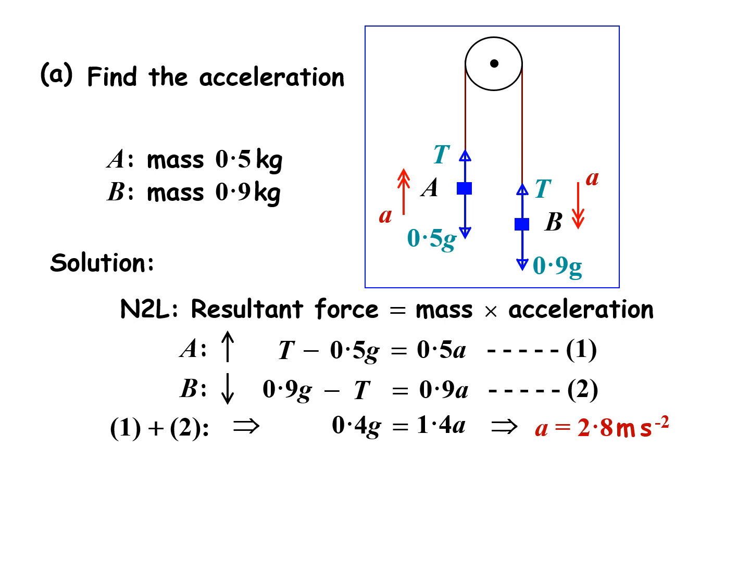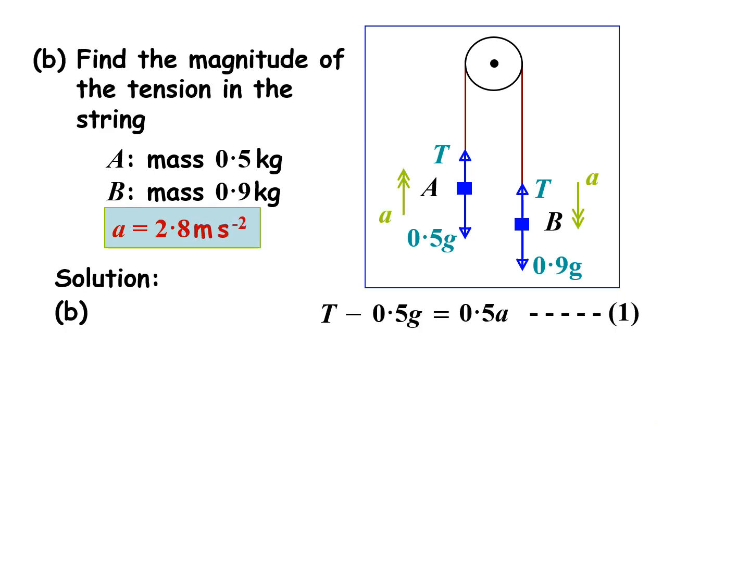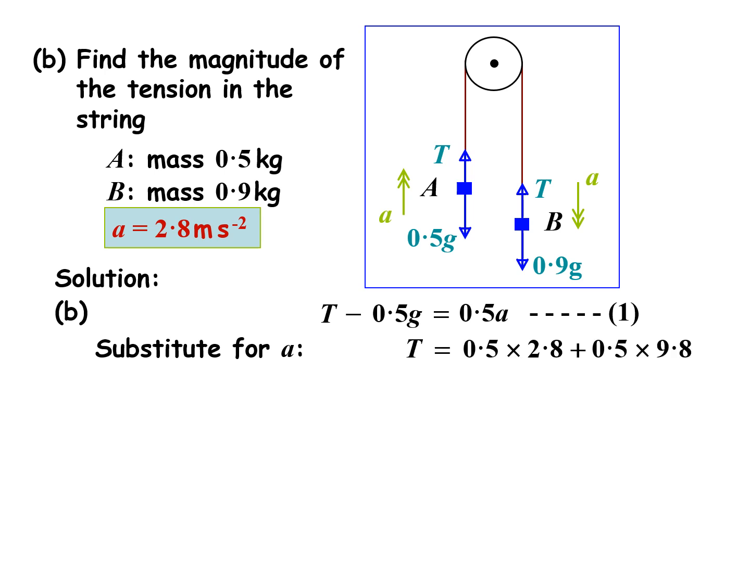Right, it's part B now. Find the magnitude of the tension in the string. Oh yeah, I was going to say the calculator's done that as well, hasn't it? So substitute that back in if it's not. Well, you would have got it on your machine. The tension worked out to be 6.3.